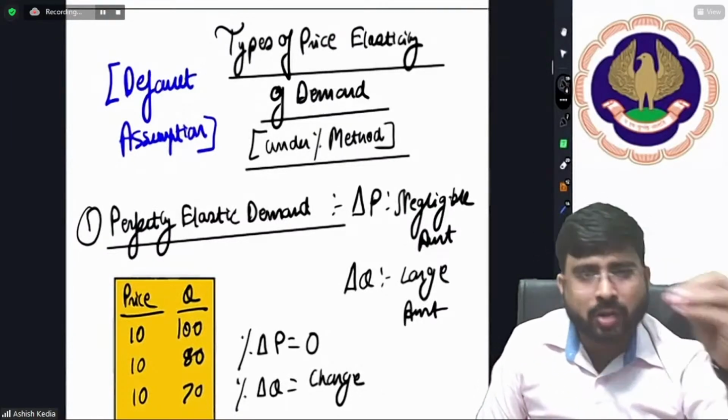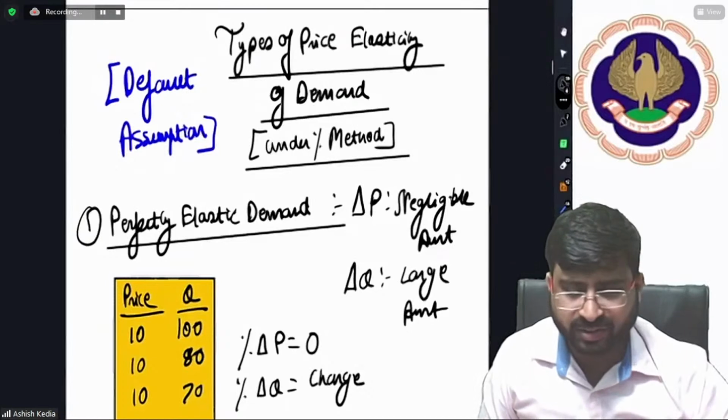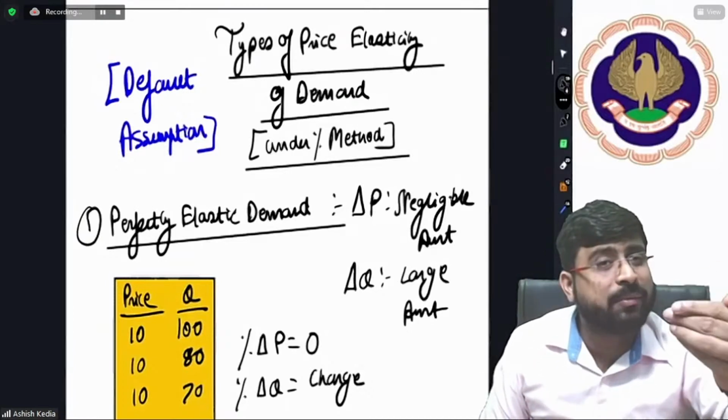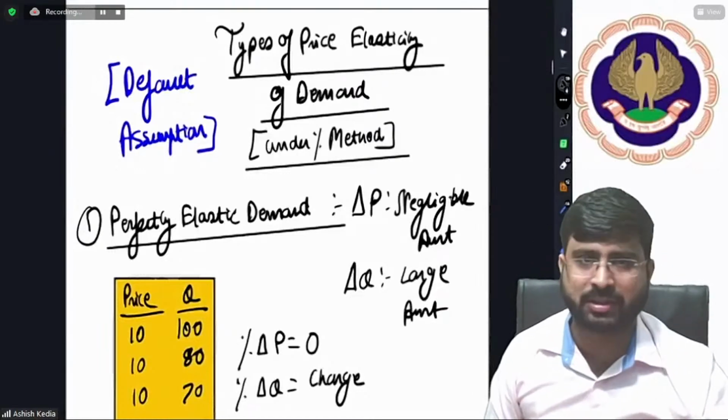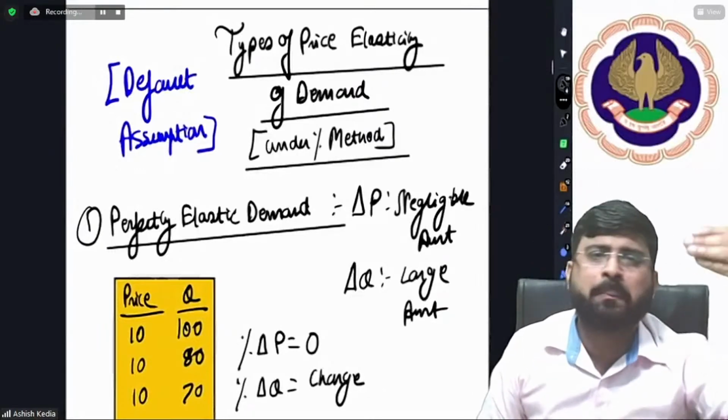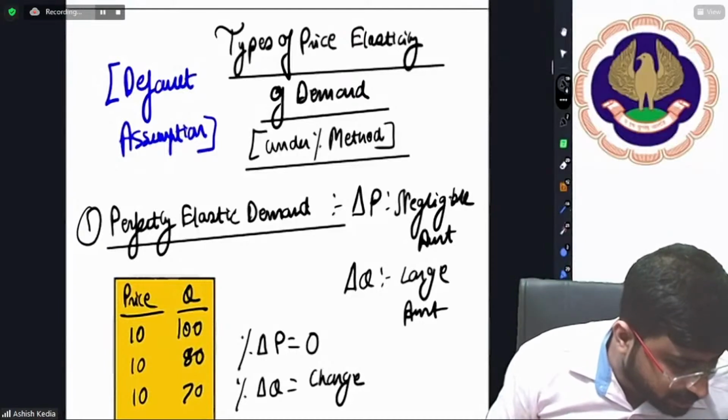Moving on. Now, my dear friends, I am explaining different types of price elasticity of demand under the percentage method. So what is the percentage method? Percentage change in quantity demanded divided by percentage change in price.